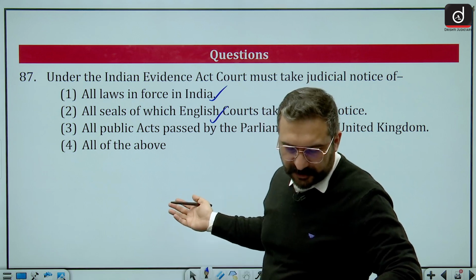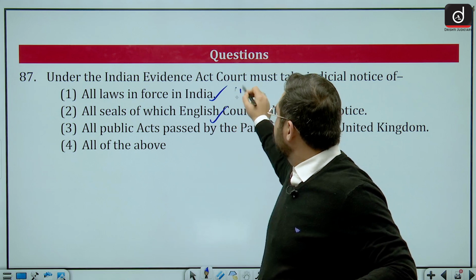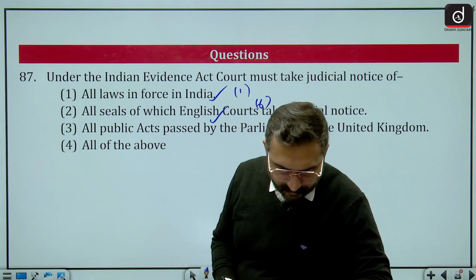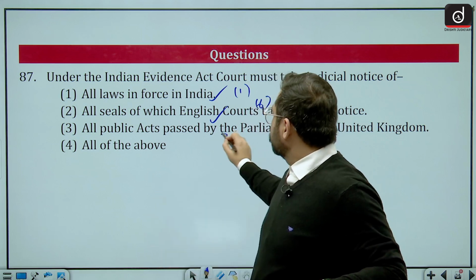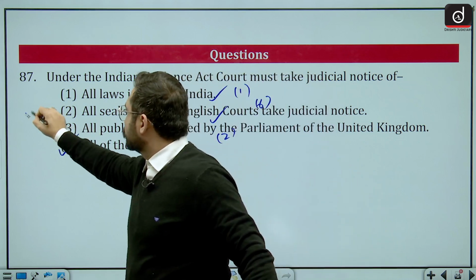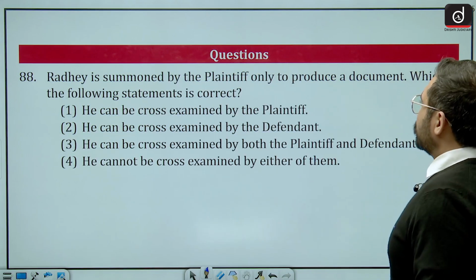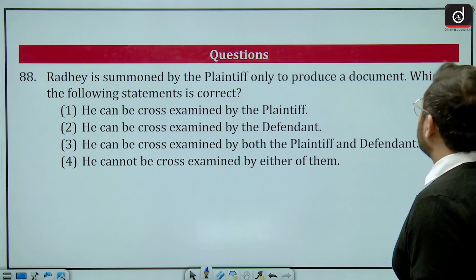This is 1, then it is 6, ये 1 में लिखा है, ये 6 में लिखा है. All public acts passed by parliament, ये 2 में लिखा है. तो ये तीनों ही है. All of the above is the answer. 4. चौथा आपका आंसर.